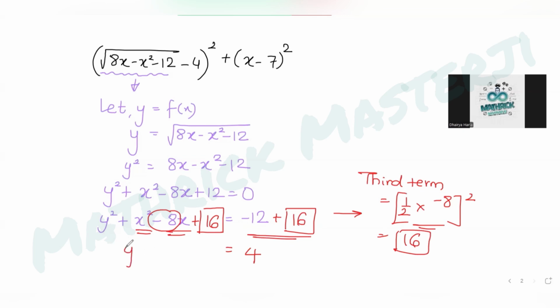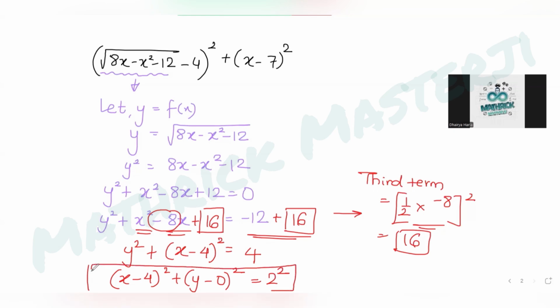Here we get y square, and x square minus 8x plus 16, written as a perfect square, is x minus 4 the whole square. So we get x minus 4 the whole square plus y minus 0 the whole square, and 4 I can write as 2 square. If I see this, it's basically an equation of a circle. First let's evaluate this, and then we'll put it in the function and find the maximum and minimum values.